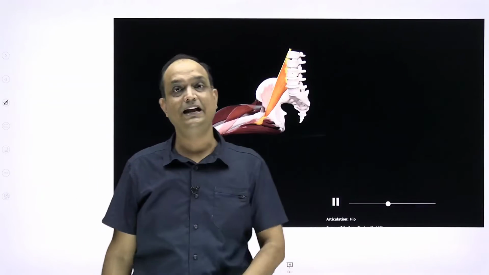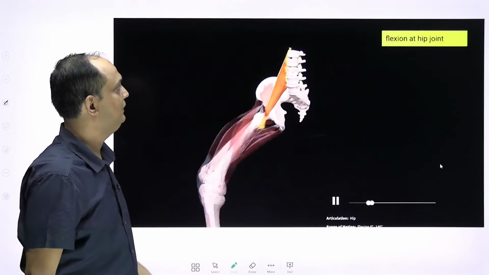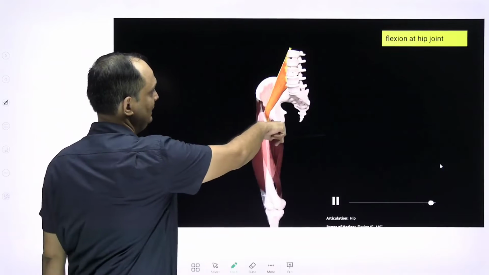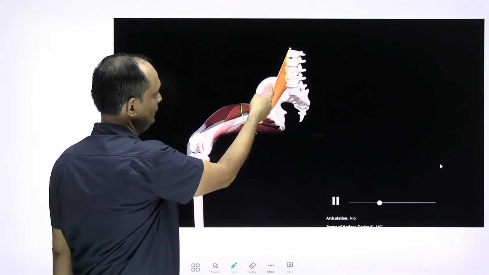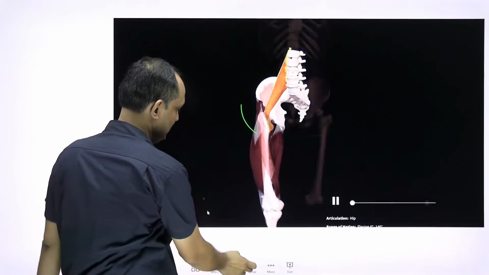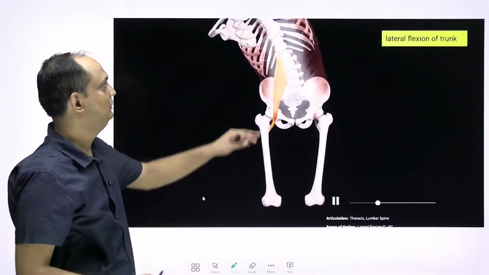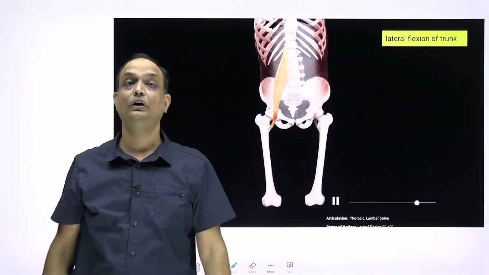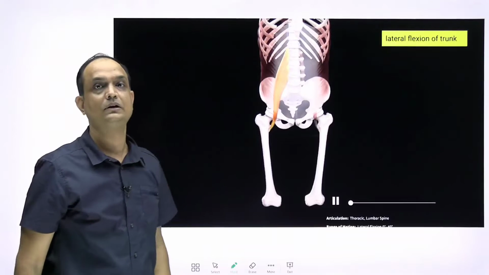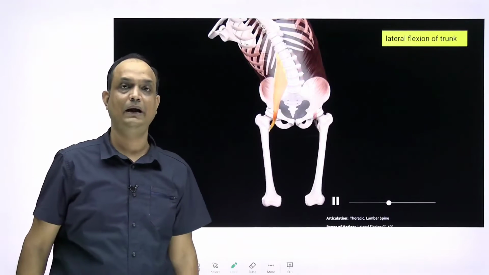Now we will see the actions. This is the first action, and that action is the flexion at the hip joint. You can see that the muscle is pulling and your femur is going forward. So this is known as flexion at the hip joint. Then there is a second action which I already told you, the lateral flexion, because of the unilateral contraction of your psoas major. So when you have unilateral contraction, you will have the lateral bending.